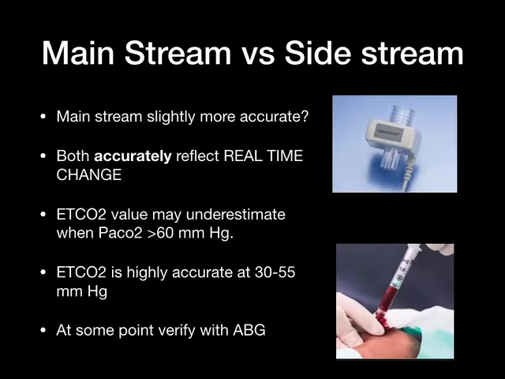So in comparison of mainstream to side stream, mainstream is probably a little more accurate, but clinically, I'm not sure how real that difference is going to affect us. Both, however, accurately reflect real-time changes in our patient in front of us. ETCO2 may underestimate the values of CO2 when PaCO2s in our blood gas are pretty high, at least greater than 60. However, ETCO2 is very accurate in the range of 30 to 55. But at some point, all these need to be verified with an ABG.